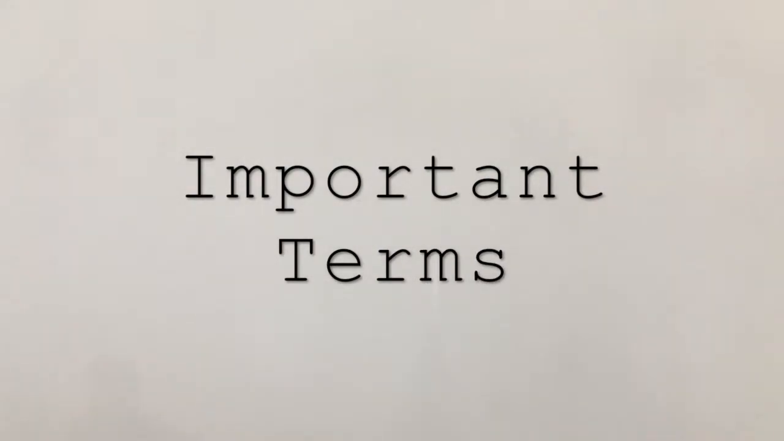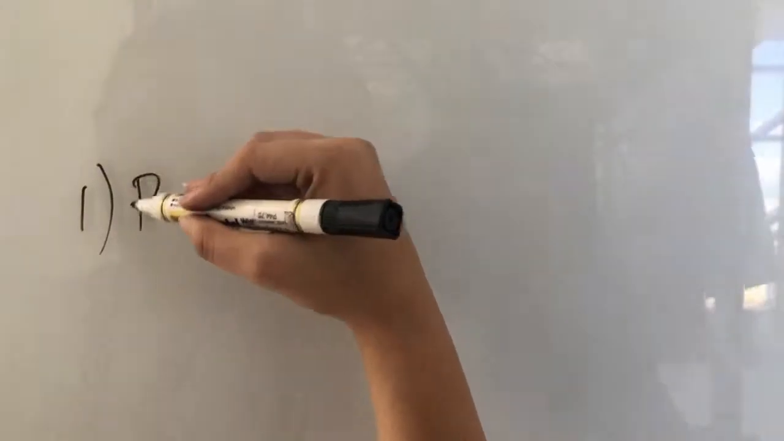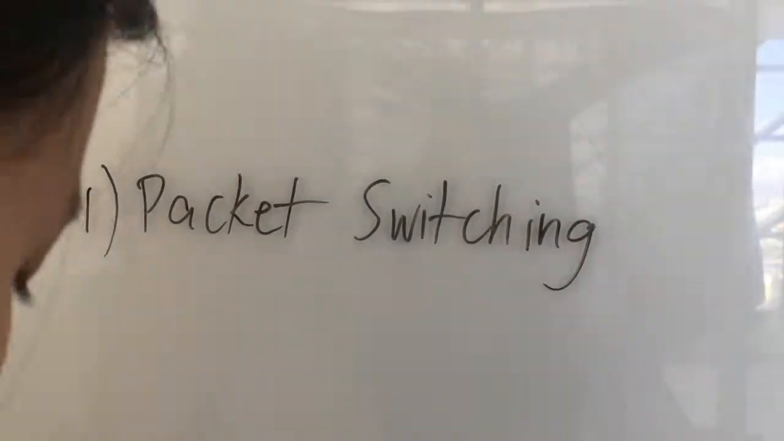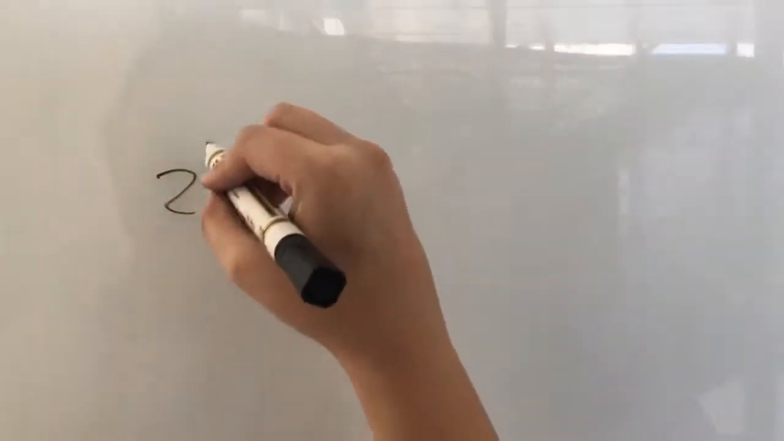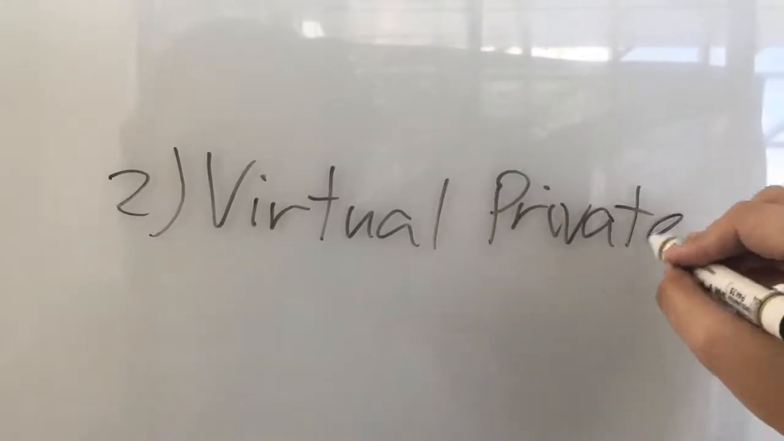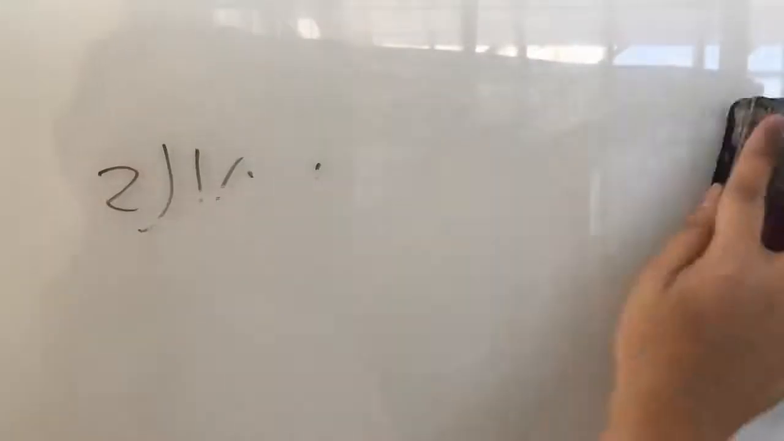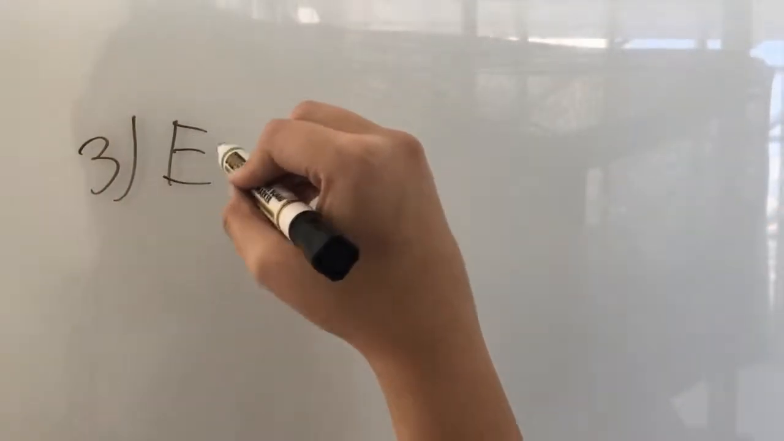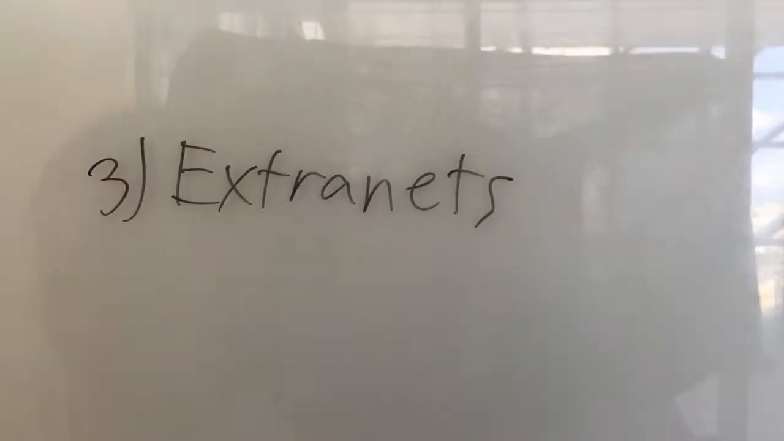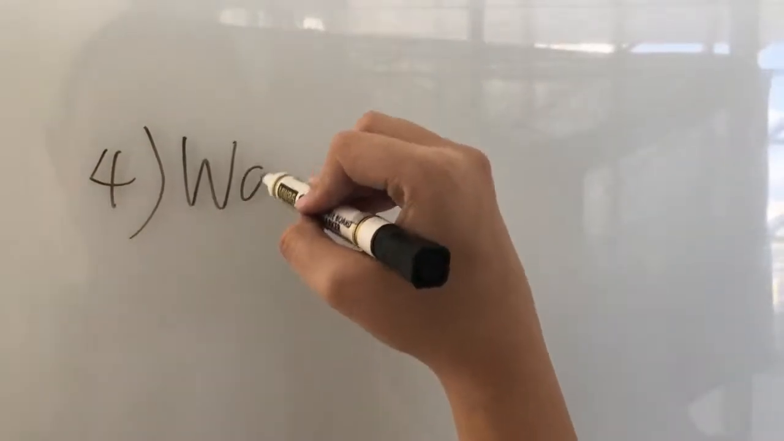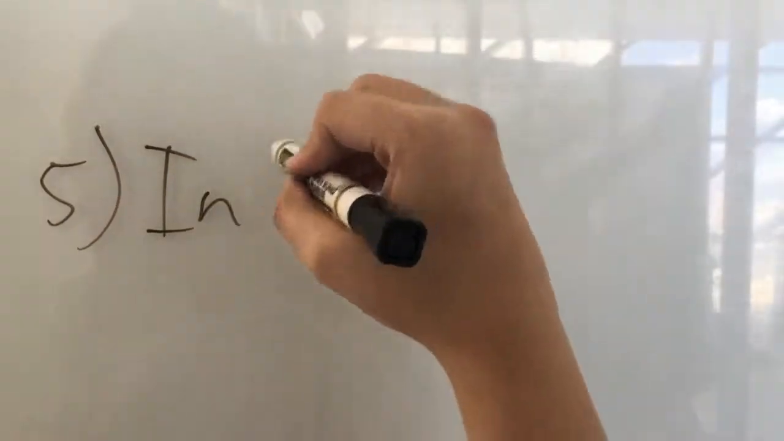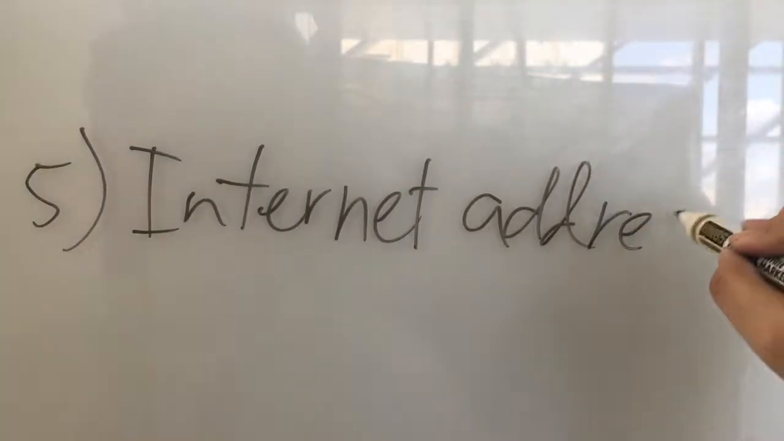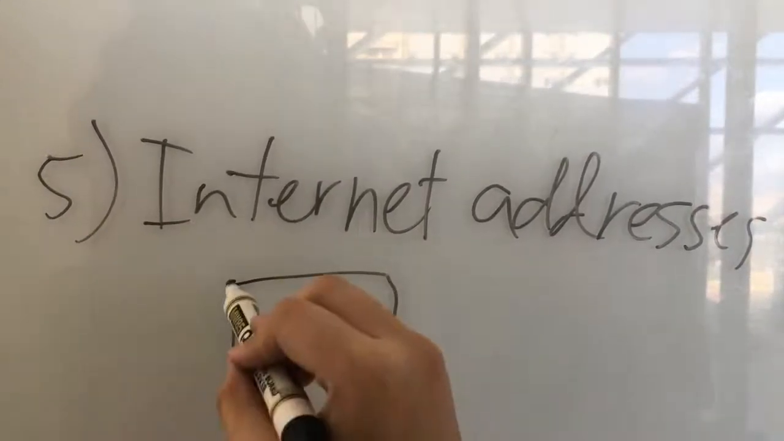Here are some important terms you need to know about e-commerce. Number 1, packet switching. The messages are divided into small packets and each of these take different routes. Number 2, virtual private network or VPN. It is a private network within a public network. Number 3, extranet. It's a password-controlled network for private users. Number 4, World Wide Web, an internet facility that links users locally and globally. And number 5, internet addresses, which includes email address, URL address, and IP address.